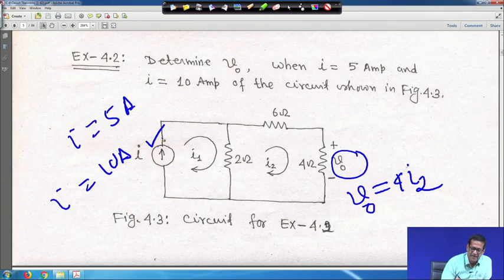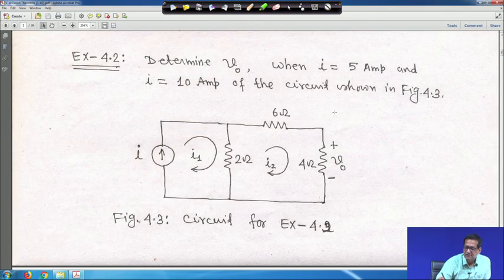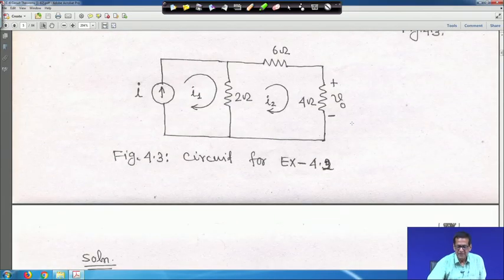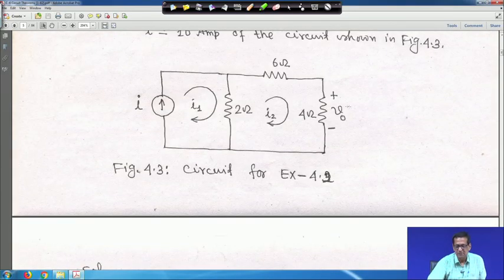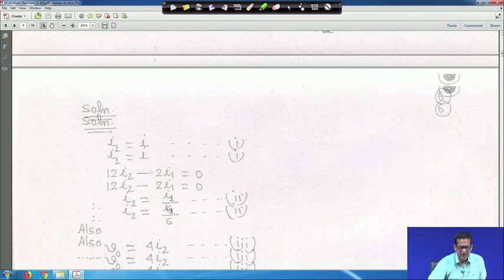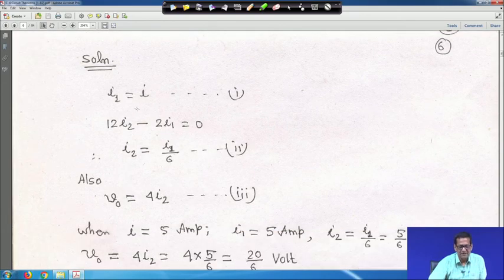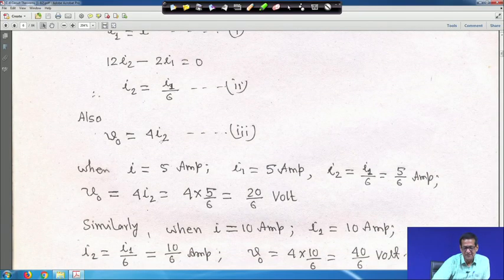This current I is in this direction, 5 ampere, the same direction as I1. So basically I1 is equal to I. If you apply KVL in mesh 2, 12 I2 minus 2 I1 is equal to 0. So I2 is equal to I1 by 6, and V0 is equal to 4 I2.